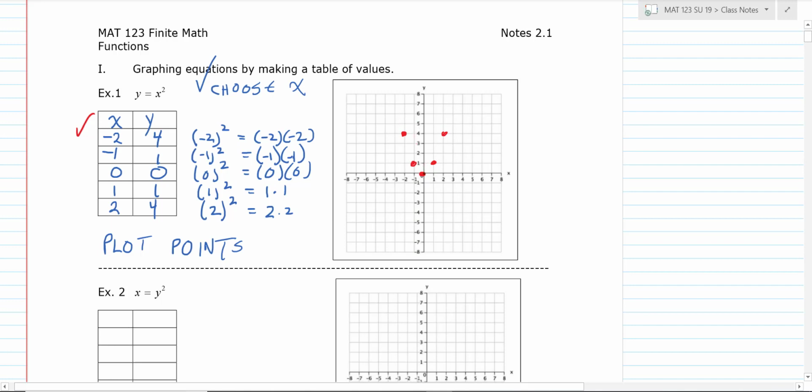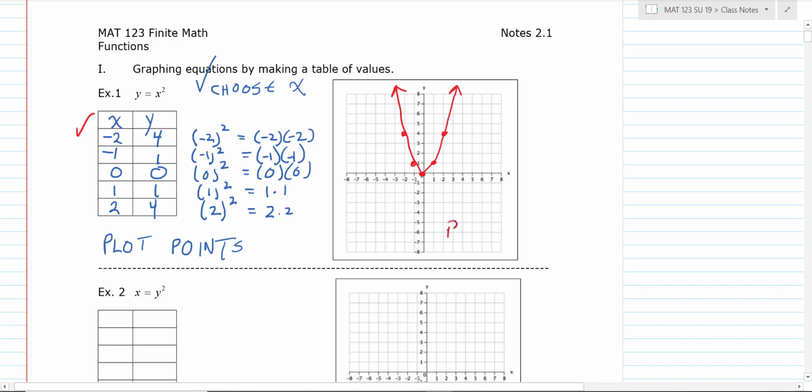Now you always want to connect the dots because there's an infinite number of points on this. It's not sufficient to just put your points. You have to sketch the shape. That shape goes on forever. So that's why I put the double arrows like that. All right, so that's what the graph of that looks like.